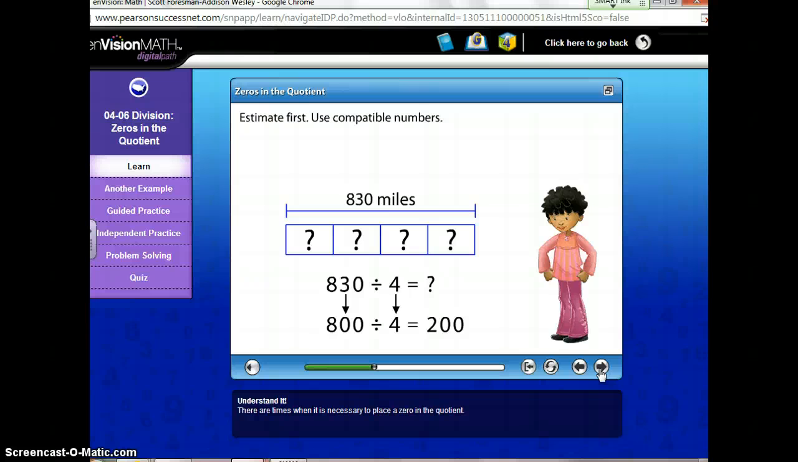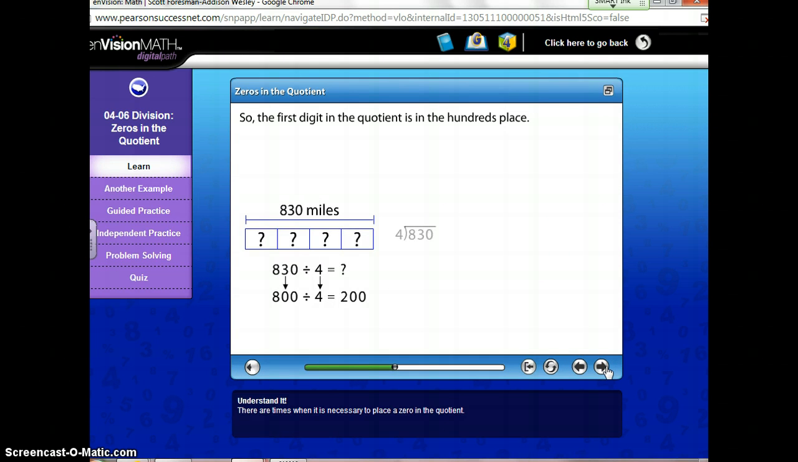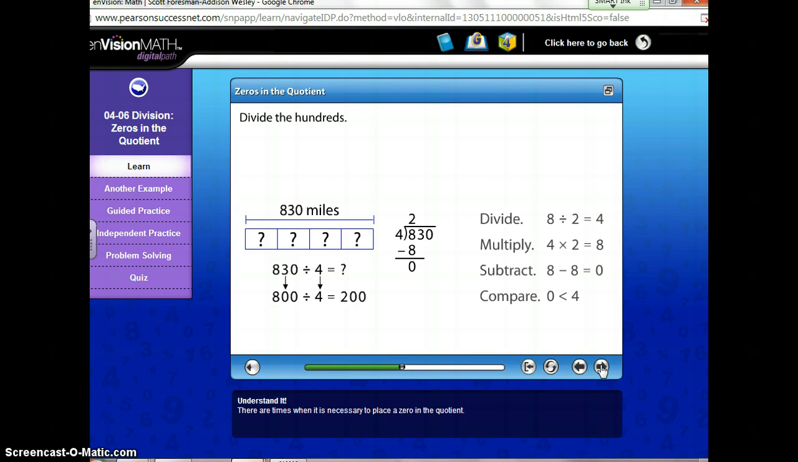So our answer should be about this. Why do we estimate again? To make things easier. We always want to know about what our answer should be so we have that idea in our head. Okay, so here's our problem. 830 divided by 4.